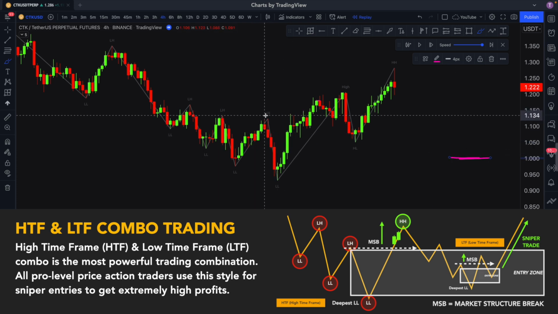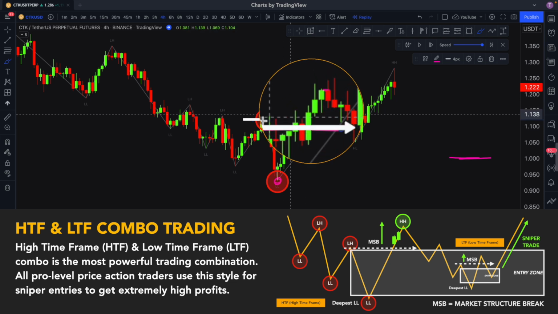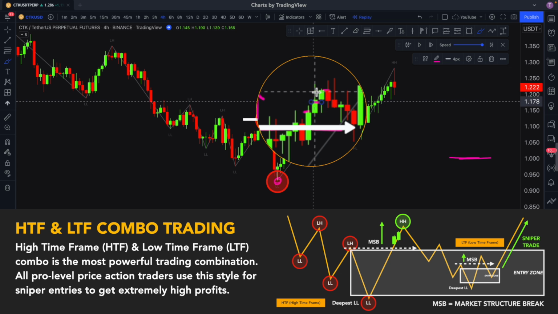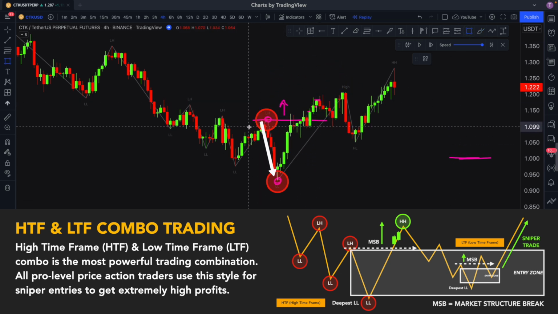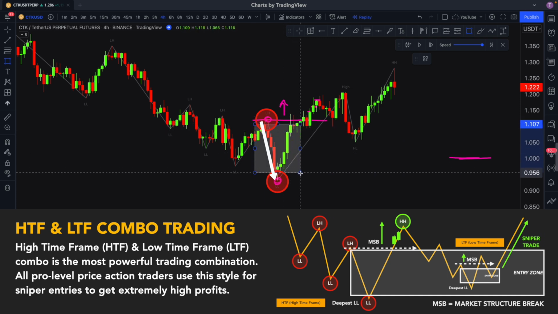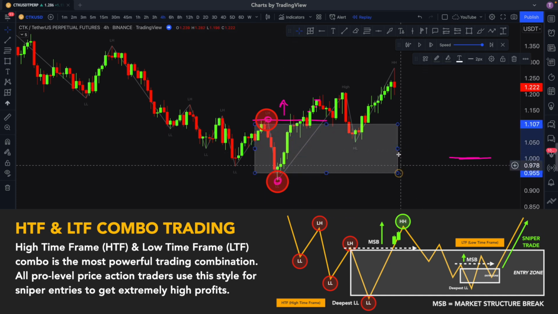1. Identify the deepest lower low. 2. Identify the lower high that creates the deepest lower low. 3. Confirm market structure break. Take a note if it is a strong or weak. As you can see, a strong one. 4. Draw your entry zone, which is between the deepest lower low and the lower high that creates it.